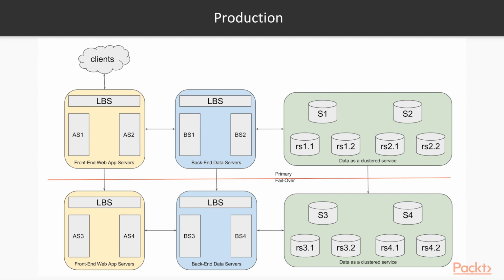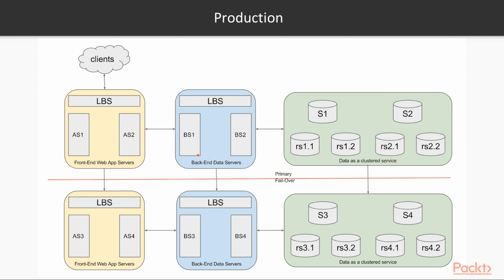Your backend data servers are kind of configured the same way as the front-end application servers. If you have them, they'll be managed by a load balancing server, and you'll have 2 or more backend data servers handling requests from the front-end app servers and managing those requests back to your clustered data service, which in our case, we're talking about MongoDB. And in this diagram, we're showing a 2-node sharded replication set. So our data is perceived as a clustered service as far as the backend data applications are concerned.